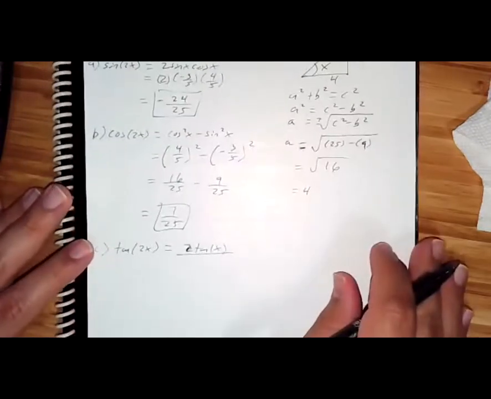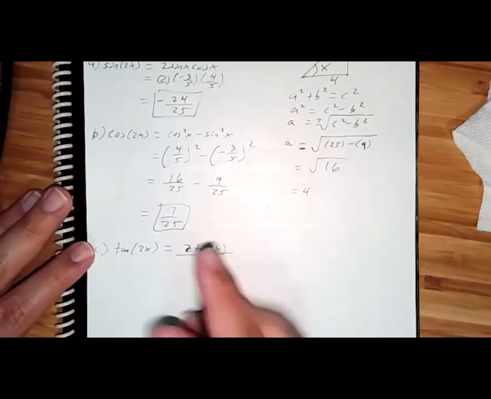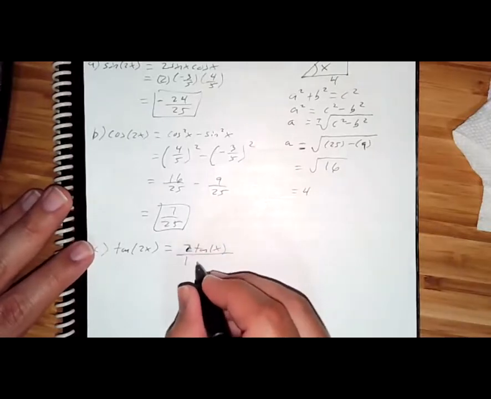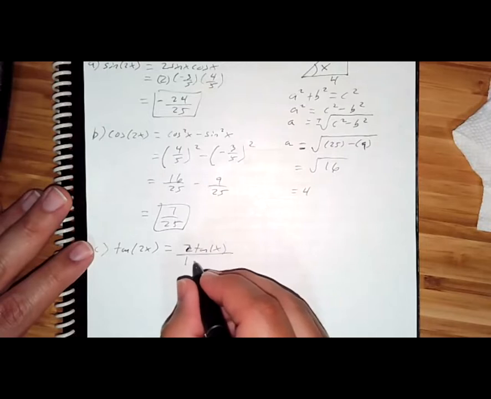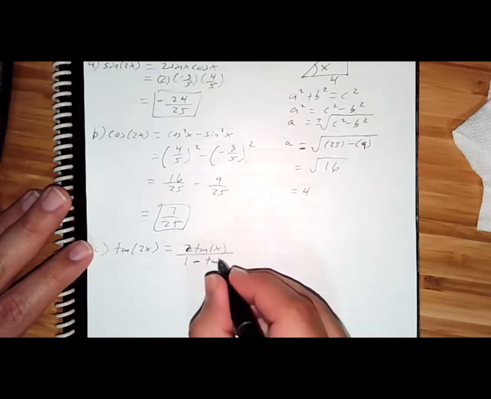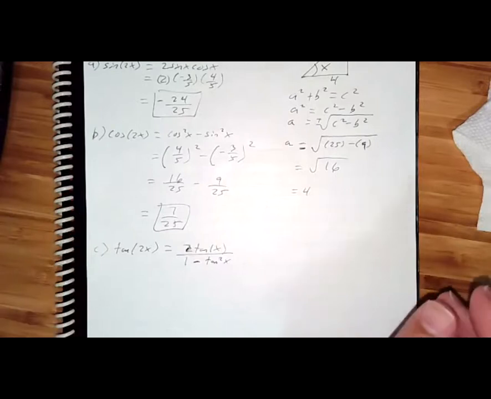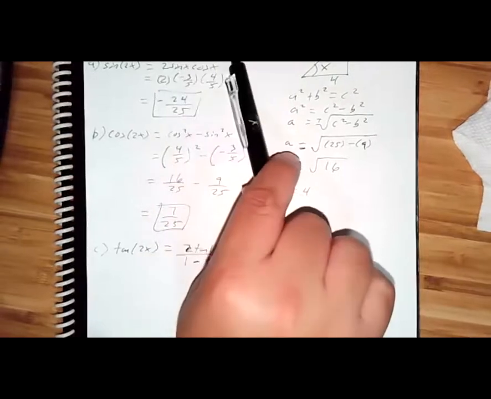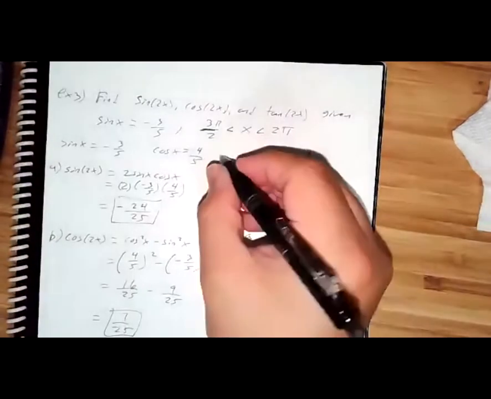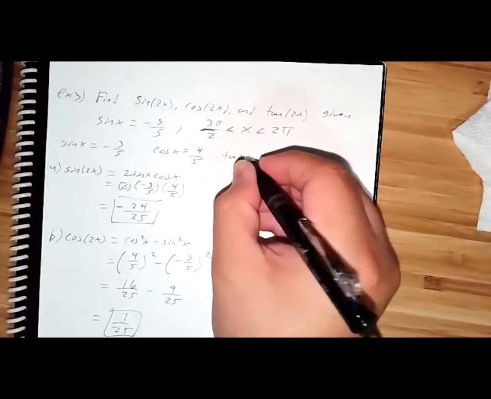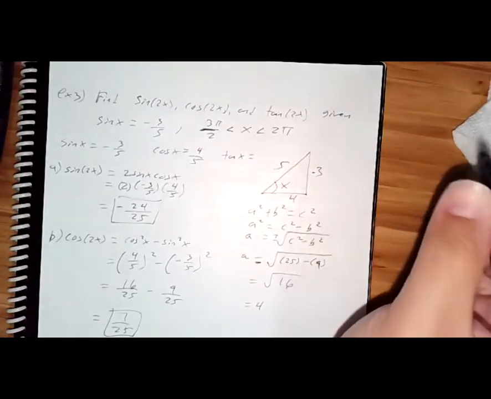So you said 2 tangent theta over, what was it again? 1 minus tan squared theta. Okay, so 1 minus? Yes. Already, so there it is. We have sine and cosine. What is tangent? We need it now, right?